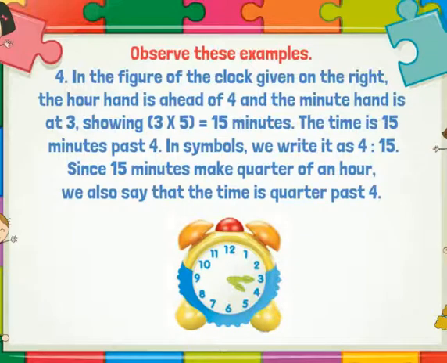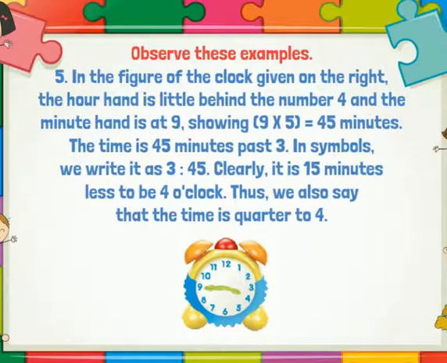In the figure of the clock given on the right, the hour hand is ahead of 4 and the minute hand is at 3, showing 3 into 5, 15 minutes. Therefore, the time is 15 minutes past 4. In symbols, we write it as 4:15. Since 15 minutes make a quarter of an hour, we also say that the time is quarter past 4.